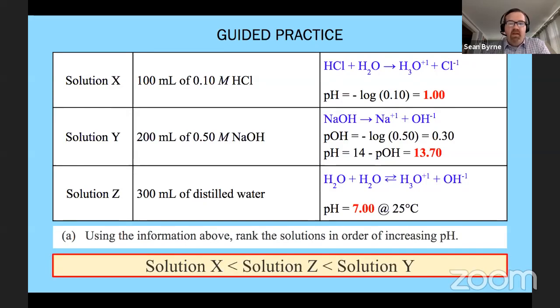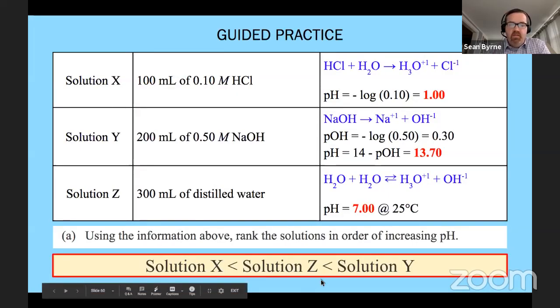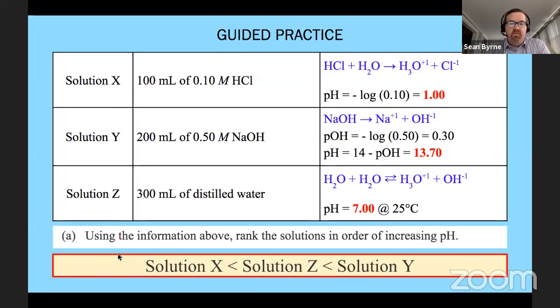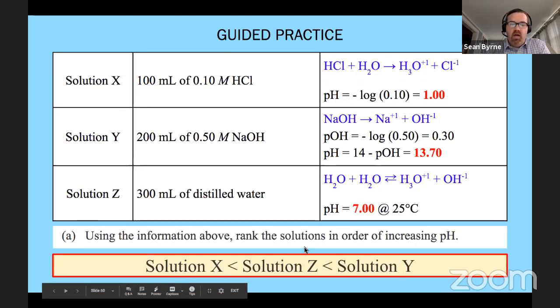Now, many of you may have looked at this and been able to say, oh, this is acid, it has a low pH. This is base, so it has a high pH, and water should be somewhere in the middle. And so you'd be able to rank it like this. And that's great. If that doesn't immediately jump off the page at you, this is a great way to make sure that you have some mathematical data to back up your correct reasoning at this point.